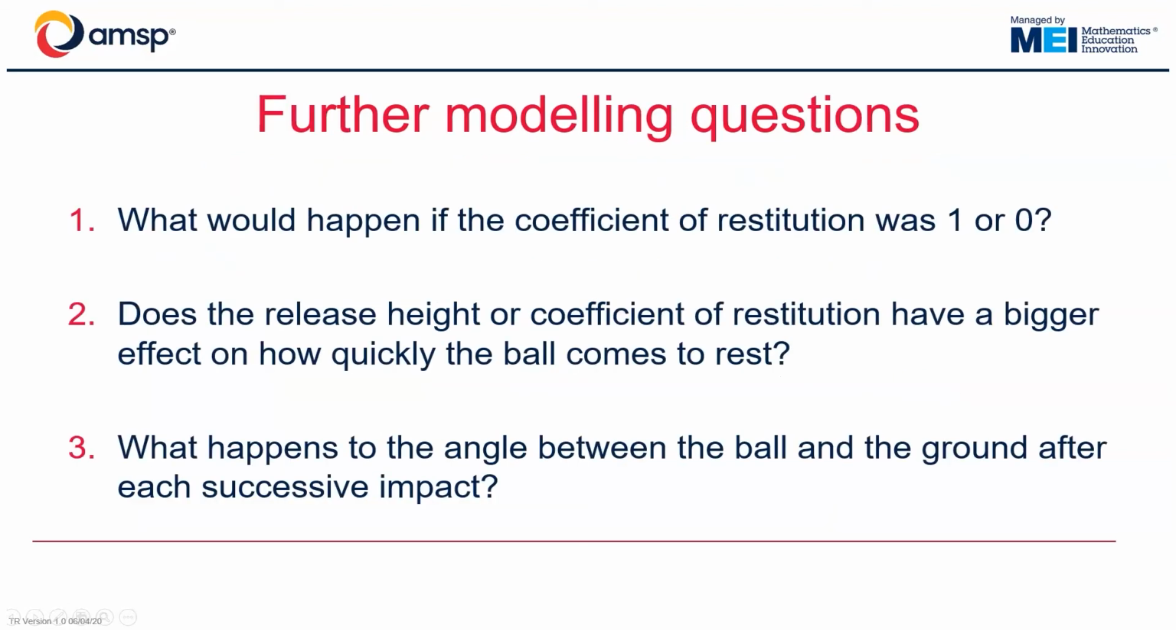Here are some suggestions. We could consider the specific cases of 0 or 1 and ask students to write in detail what would happen to the path of the ball following the first impact. We could discuss the different factors involved and which of them has the biggest effect on what the subsequent motion would look like. And possibly even some more advanced questions, such as exploring the angle between the ball and the ground after each successive impact. Could students, for example, form a sequence showing how the angle would change with each successive bounce?